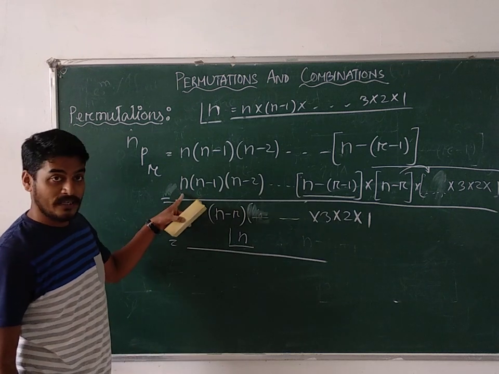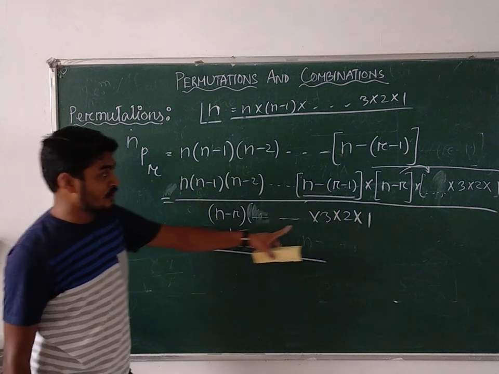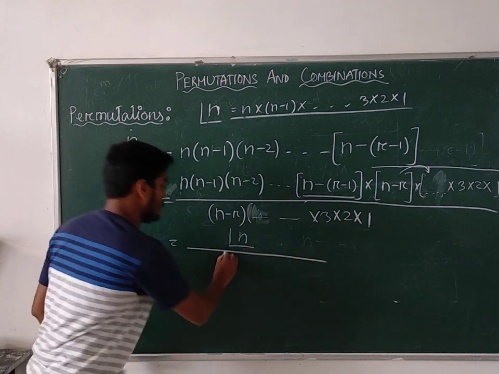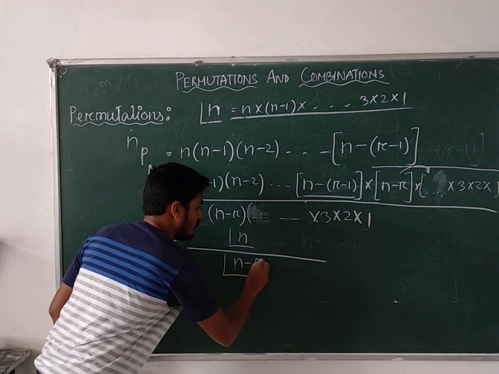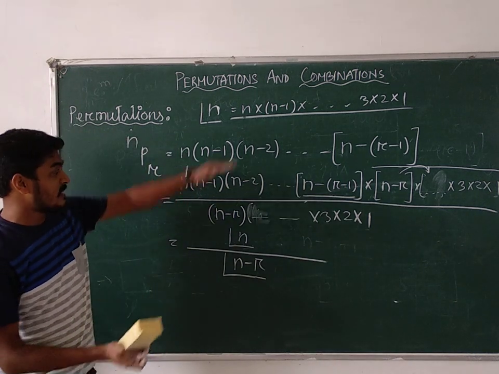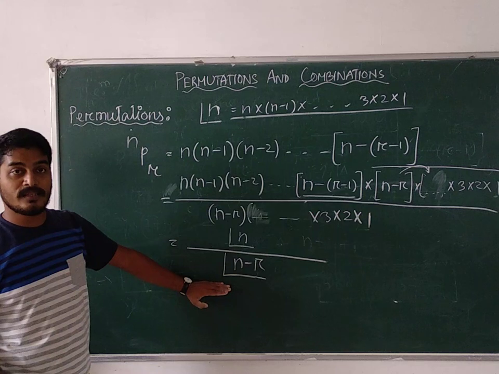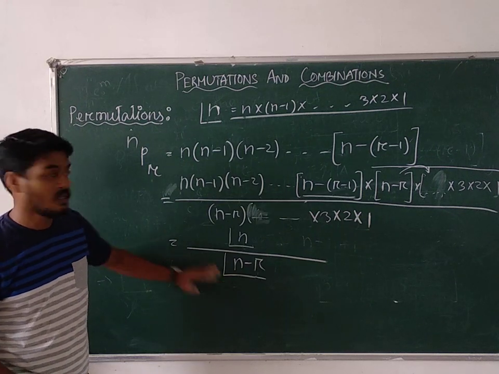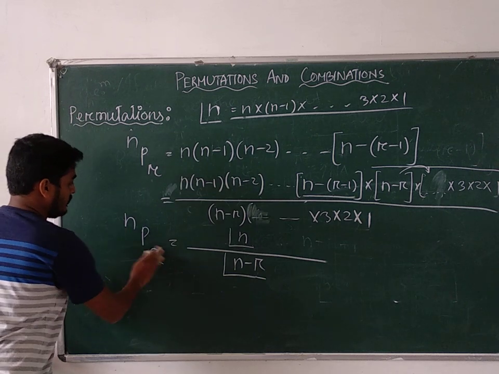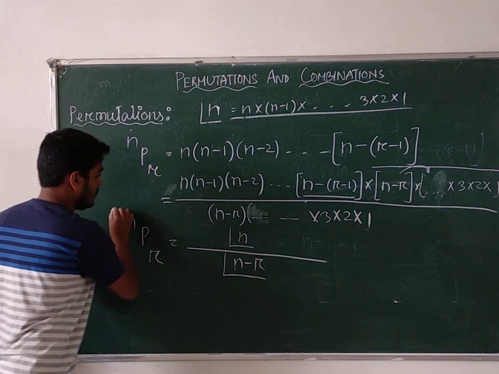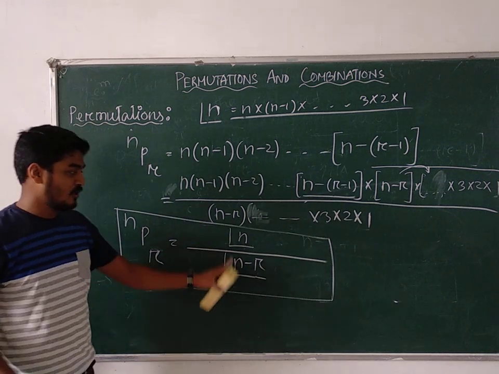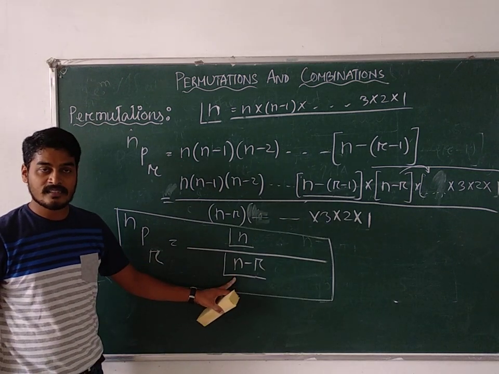In the numerator, 1 to n are multiplied, and in the denominator from 1 to what? All the consecutive natural numbers up to n minus r. So that's why you have to write factorial of n minus r. That means a long expression can also be written in the simplest form using factorial notation. So nPr, what have we got? nPr is equal to factorial of n divided by factorial of n minus r.